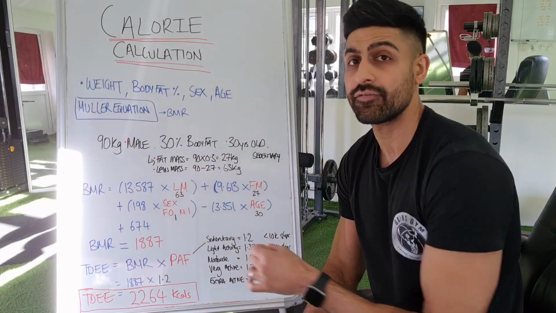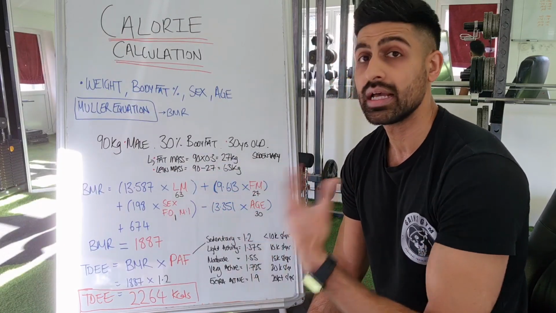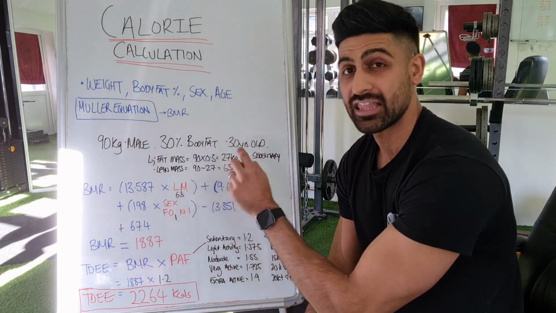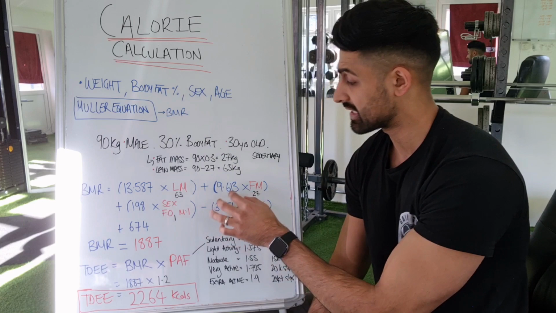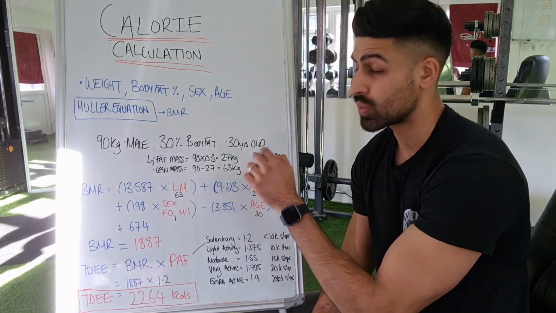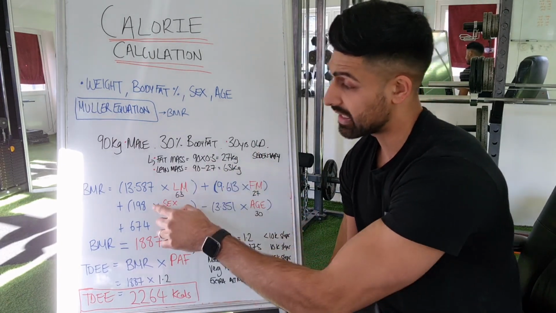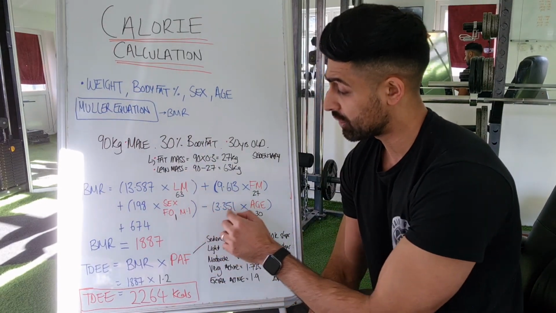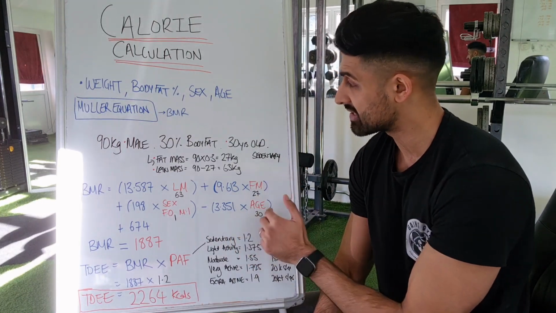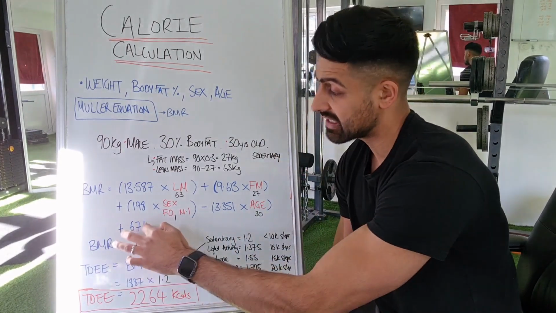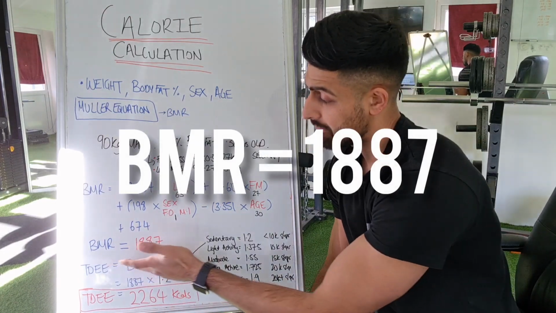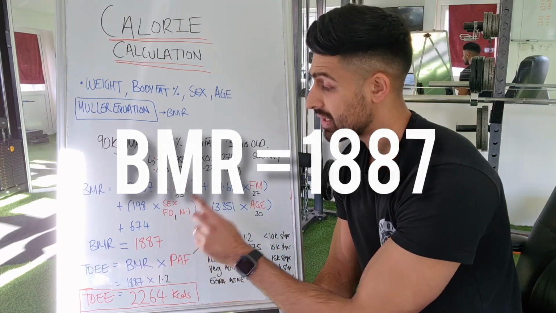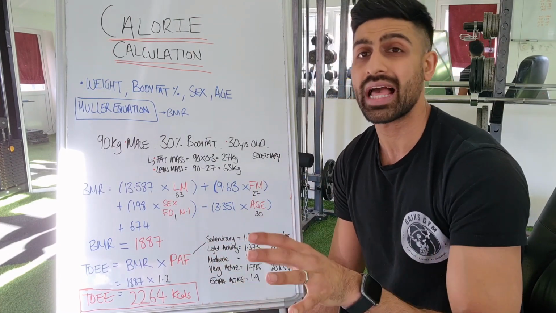So let's plug in the figures we've got in our example. We're going to do 13.587 multiplied by the lean mass, which is 63 kg, plus 9.613 multiplied by fat mass, which is 27 kg, plus 198 multiplied by 1, because we've got a male, minus 3.351 multiplied by 30, because this person's 30 years old, plus 674, which gives us a number of 1887. So their BMR, their basal metabolic rate, is 1887, but that's not the total calories for the whole day.